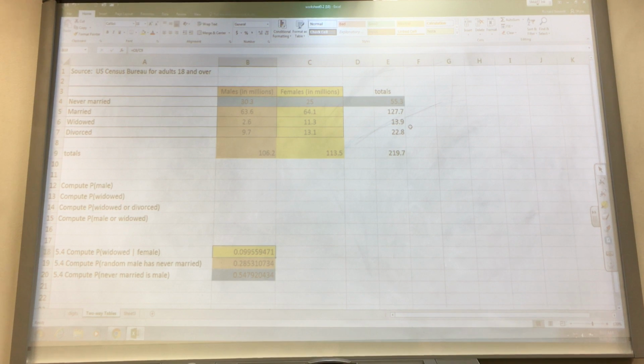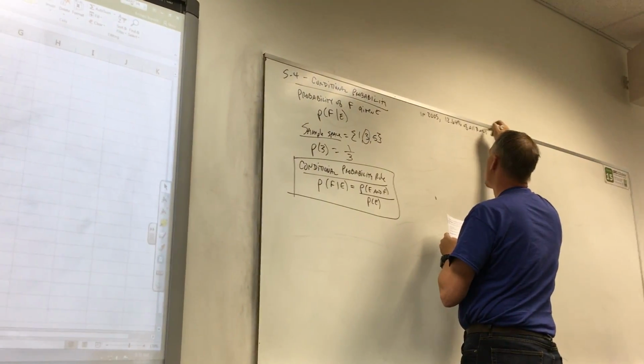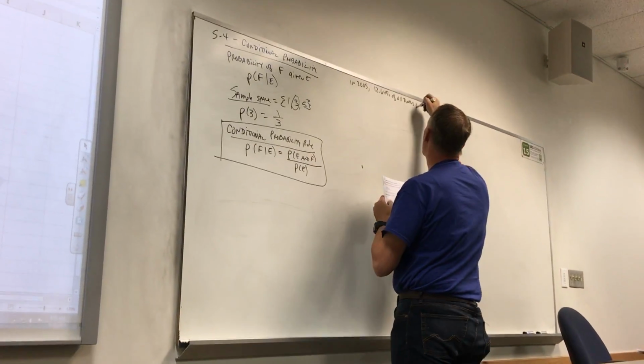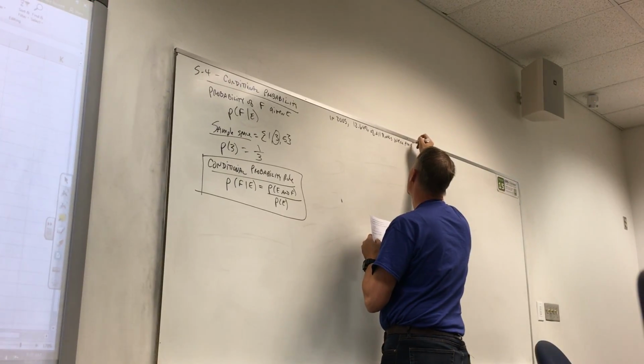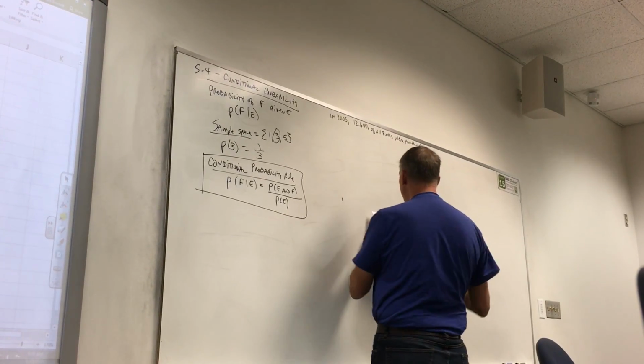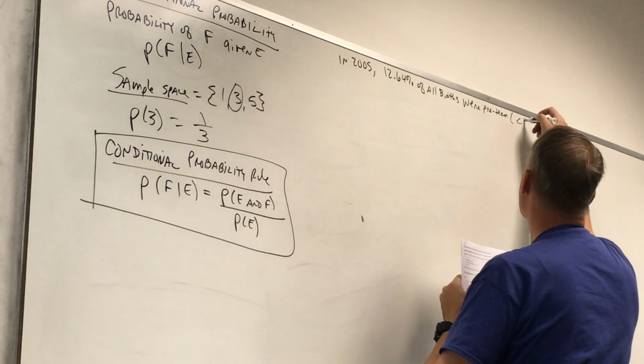Let's use that formula now though. What if I said, okay, this is a good one here. What if I told you in 2005, 12.64% of all births were preterm. And what we mean by preterm is less than 37 weeks.